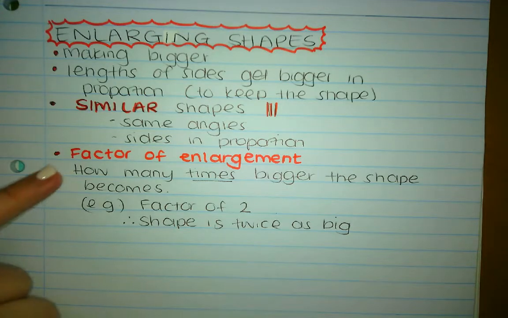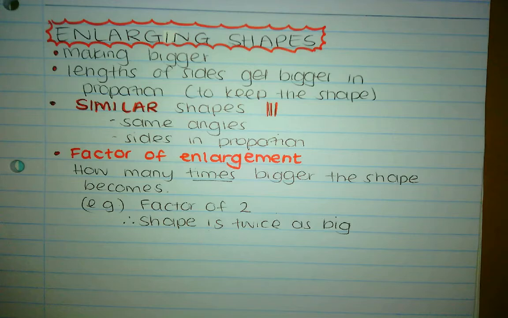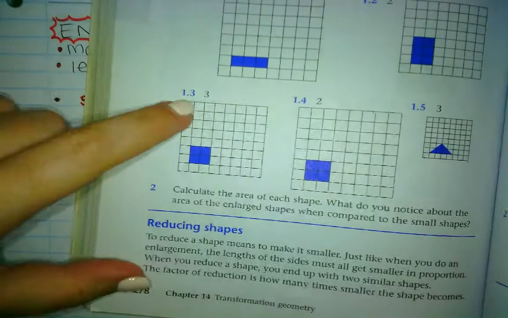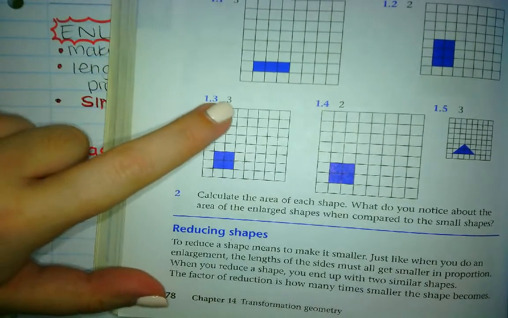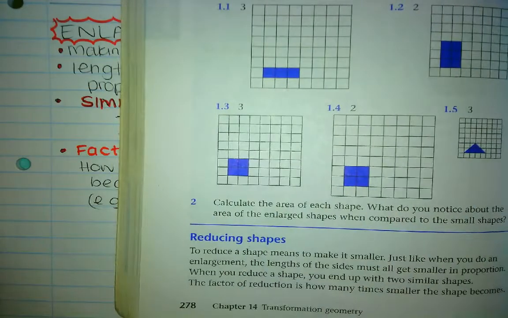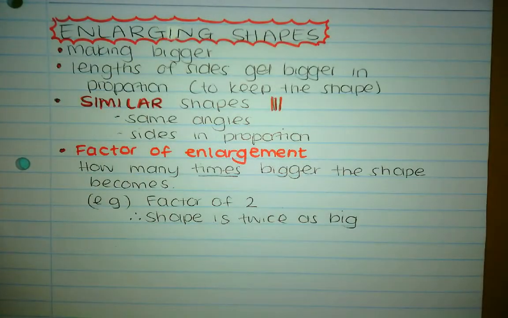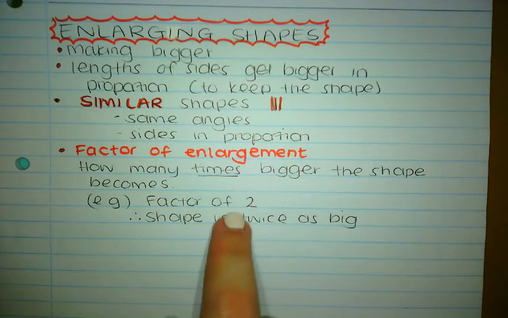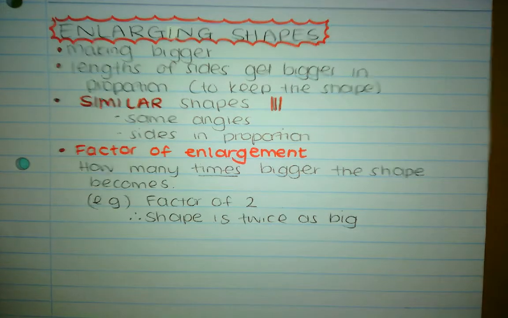And when they say to you factor of enlargement, so they're going to have in questions like this, they're going to show you 3. So that's my factor of enlargement. Alright? So that means that whatever I've drawn has to be 3 times bigger or 2 times bigger. Okay. So you're multiplying by that number.